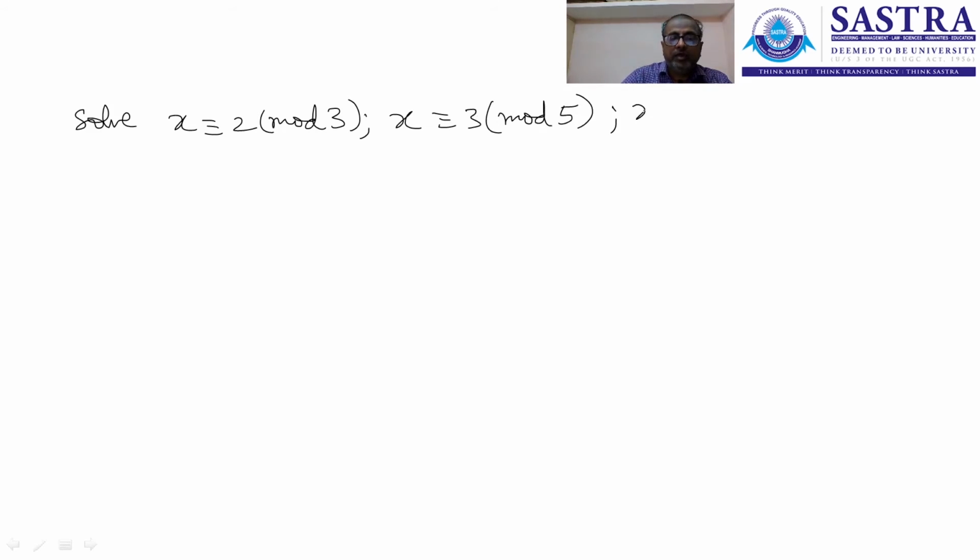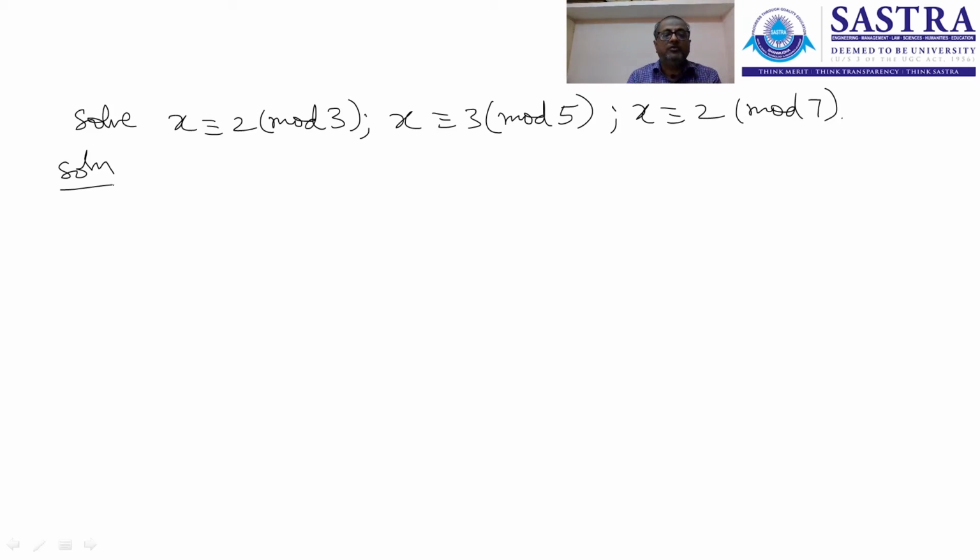So now let me solve another problem in this. Let me solve a simple one with smaller numbers. x congruent to 2 mod 3, x congruent to 3 mod 5, and the third one would be x congruent to 2 mod 7. Okay, so now let me write down the solution like this.